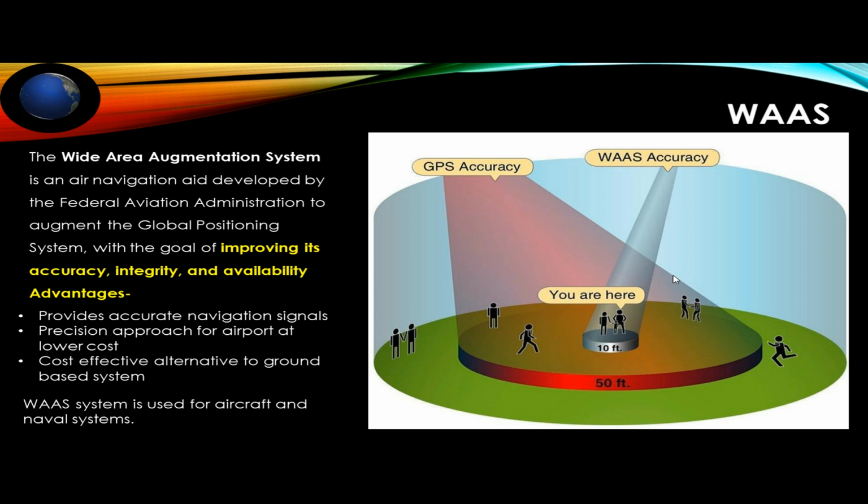It was developed by the Federal Aviation Administration to augment the global positioning system. The goal of this is to improve its accuracy, integrity, and availability. So the advantage of the WAAS system, if you see in this figure, is that GPS accuracy is around 50 feet in general, and the WAAS accuracy is around 10 feet, which is approximately 3 meter. So it gives a very precise location. It helps to improve the accuracy for navigation purposes or for directional indication.